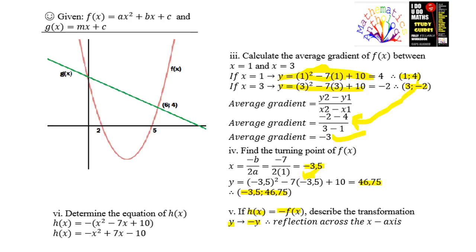The next question, determine the equation of h of x. So h of x is equal to negative f of x. So I'm going to put a negative in front of my f of x equation here. Open out the bracket, and h of x is equal to negative x squared plus 7x minus 10.